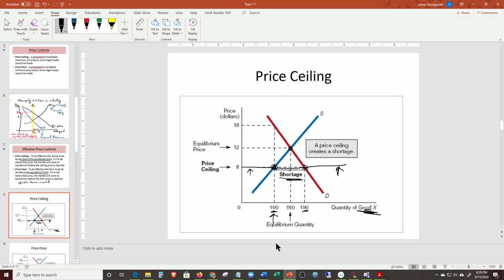I should have probably created another duplicate graph. Let me think about this. So what examples do we have of price ceilings? Well, I think the most famous one would be, we'll just use this one.